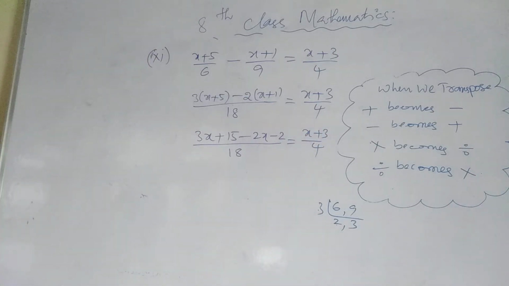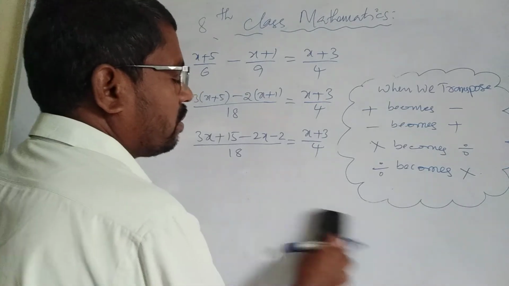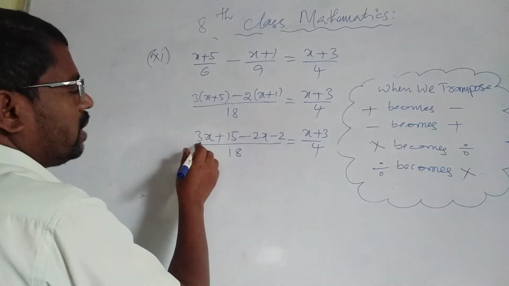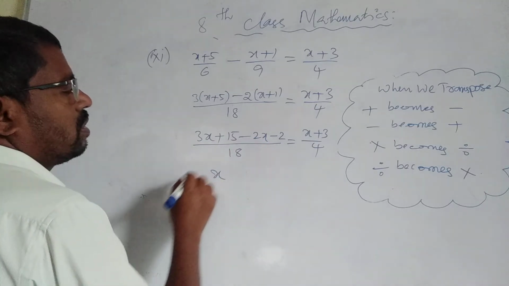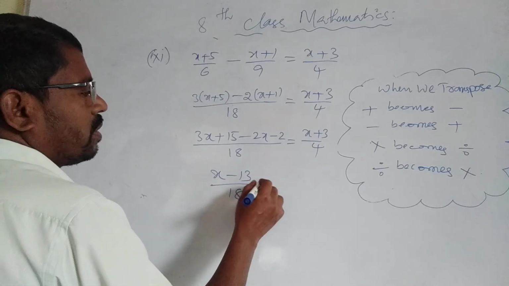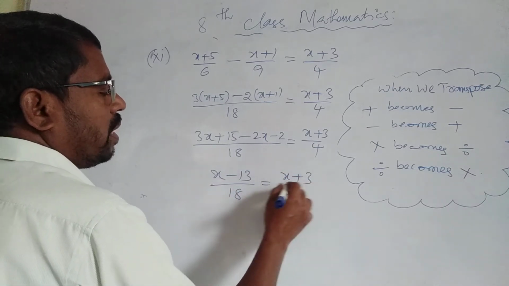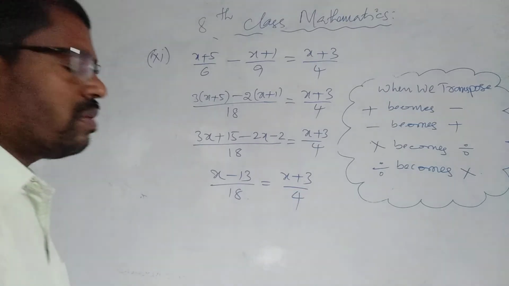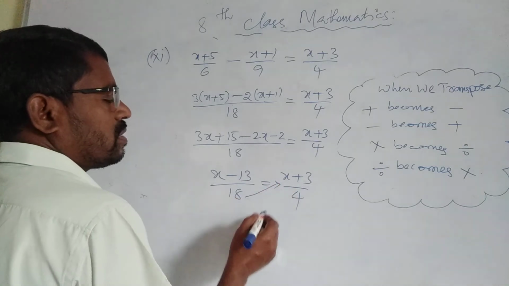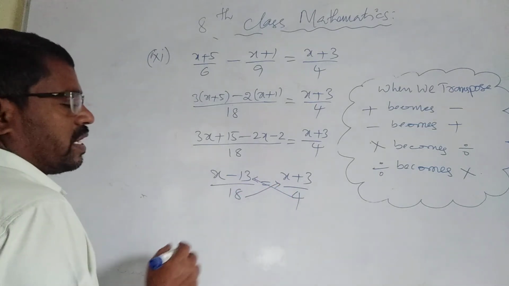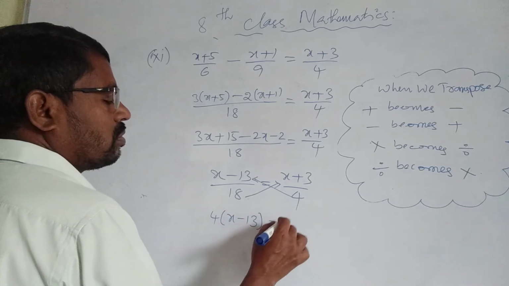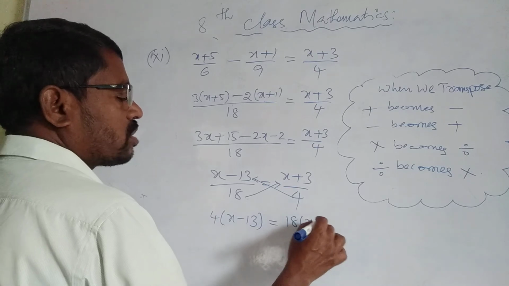Now we are going to simplify the left hand side variables in the numerator part. 3x minus 2x is only 1x. 15 minus 2 is 13, by 18 is equal to (x plus 3) by 4. Now I want to do cross multiplication. 18 into (x plus 3), 4 into (x minus 13). That is 4 into (x minus 13) is equal to 18 into (x plus 3).